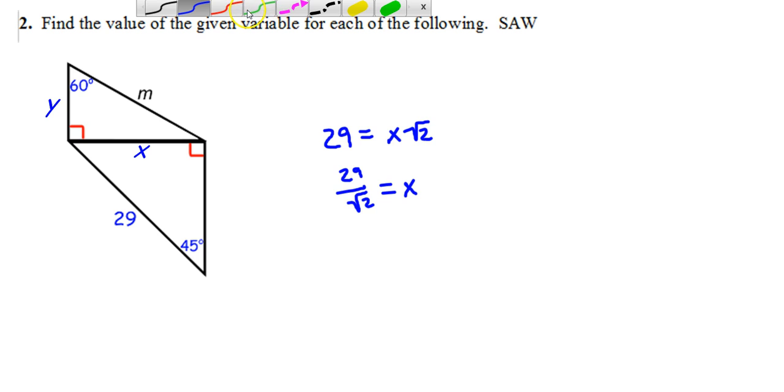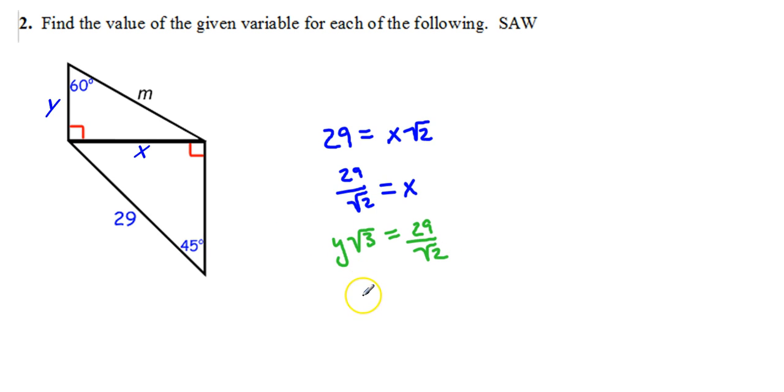So if we know that x in this case is 29 over root 2, y is the short side. So in order to do this, I need to take y and multiply it by root 3 in order to get x. So y times root 3 is going to equal x. From above, we know that x is 29 over root 2. Solve for y, and we end up with something that looks like this. 29 over root 2 times root 3 is going to simplify to 29 over root 6.